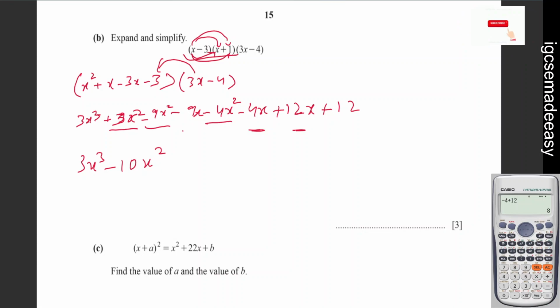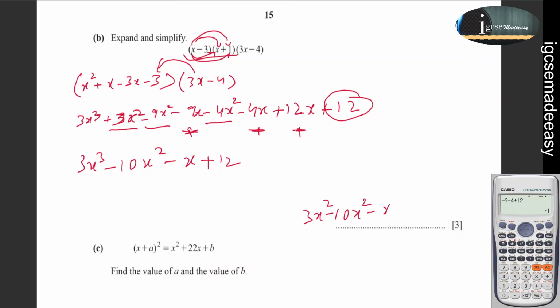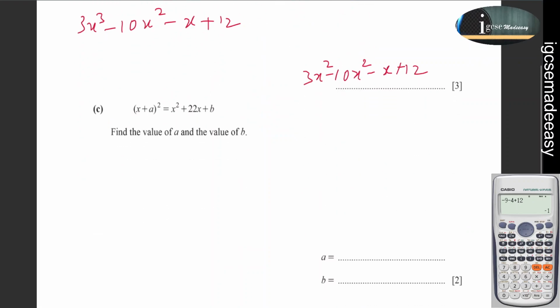So we have 3 x terms, right? One is this one, and one is this one, and one is this one. So you can do like this. So minus 9, minus 4, and plus 12, that gives you minus 1. So minus 1x or minus x you can write. Then we have plus 12, right? That's all, plus 12. So our final answer is 3x cube minus 10x square minus x plus 12.